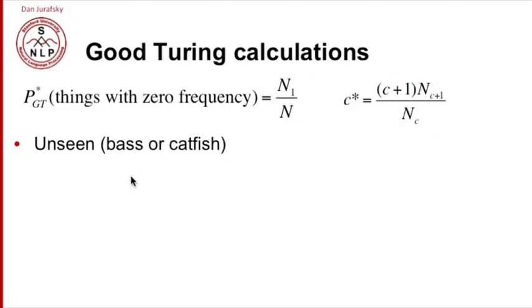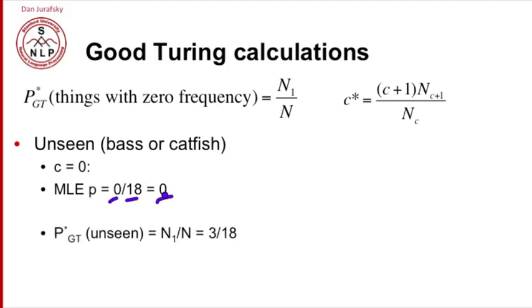So unseen fish, let's say it's bass or catfish we hadn't seen before. In the training set, the maximum likelihood estimated probability is 0. We didn't see this in the training set, so it's 0 out of 18, or 0. But smoothed, we're going to use the new Good-Turing probability. And that says it's N1 out of N. N1 is 3. We saw 3 things once on the previous slide, out of 18 things. And so the new probability is going to be 3/18.